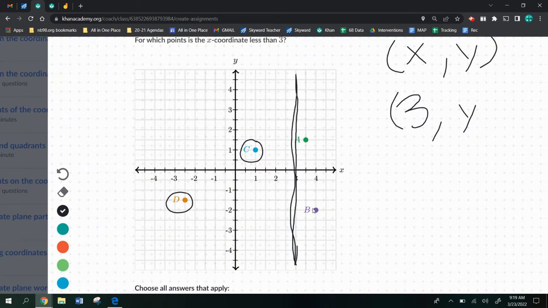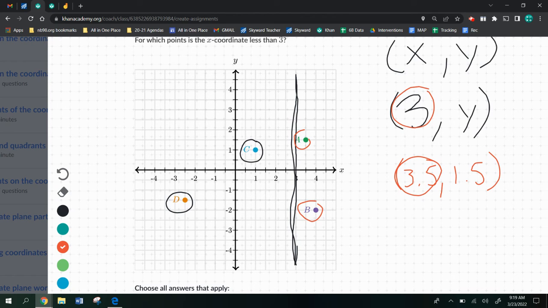A and B have x coordinates that are greater than 3. Don't believe me? Let's draw them out. So A would be 3.5. Start at the center, go 3.5 to the right, and then go up 1.5. Notice this number is bigger than 3. B, go to the right 4, and then go down 2. Notice 4, the x-coordinate is greater than 3. So A and B are not answers. C and D are the only two answers.